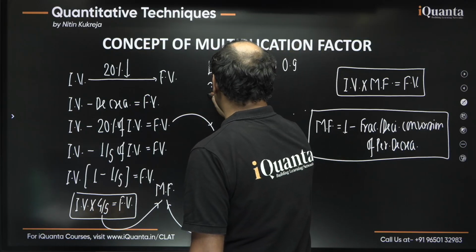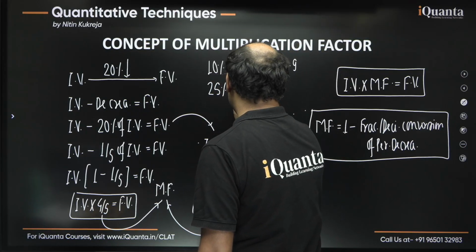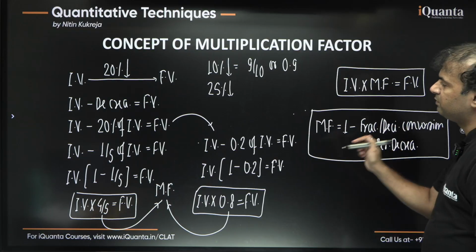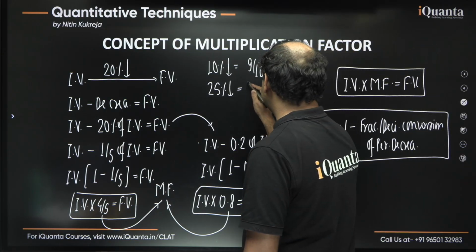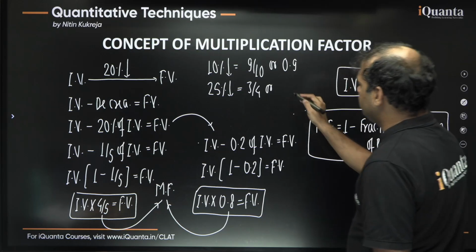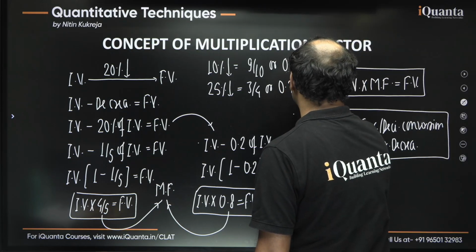If there is a decrease of, let's say, 25%, so 25% is 1 by 4 in fraction. So 1 minus 1 by 4 will give us 3 by 4. And in decimals, 1 minus 0.25 will be 0.75. We can just say that.